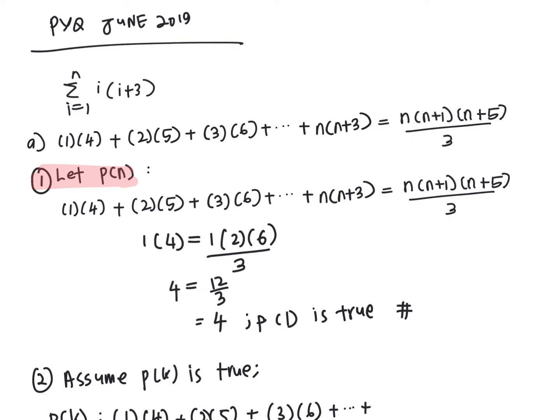Then we need to check for P1, whether P1 is true or not. Just replace everything here with 1, here and here also. Then you check whether you get the same answer for the left and right hand side. So this one is 4 and this is also 4. Therefore P1 is true. Once P1 is true, then we can proceed to the next step.